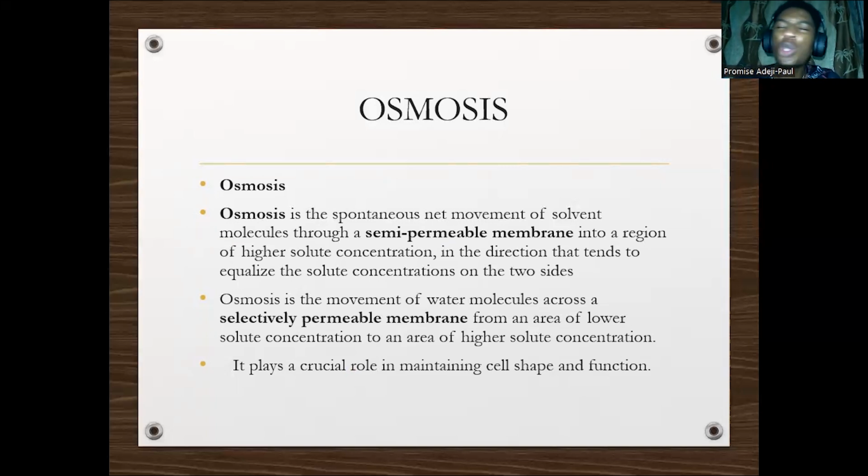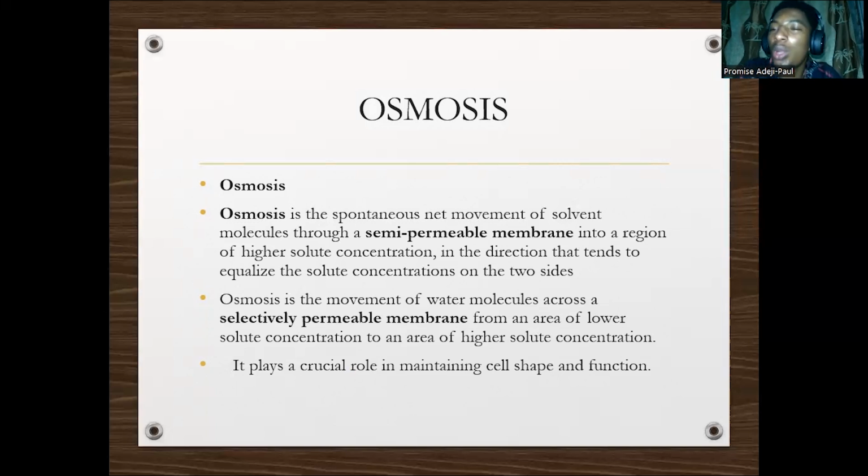For osmosis, there must be a semi-permeable membrane. It's compulsory. It's a must. That's why I put it in bold. So through a semi-permeable membrane, into a region of higher concentration, in the direction that tends to equalize the solution between the two. At the end of the day, there should be equal solute in the two.